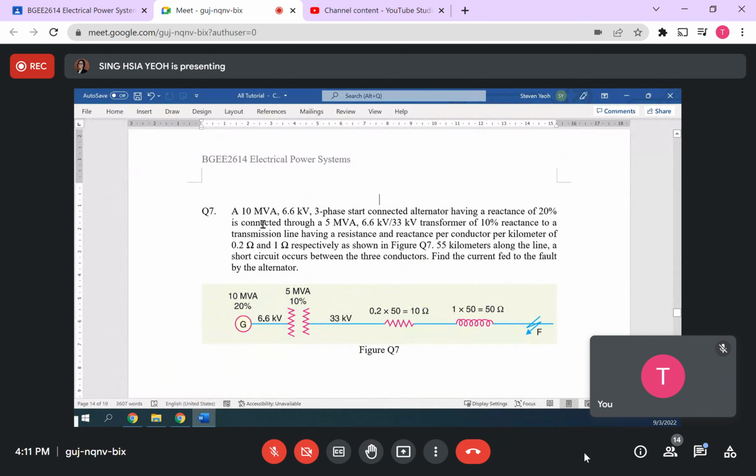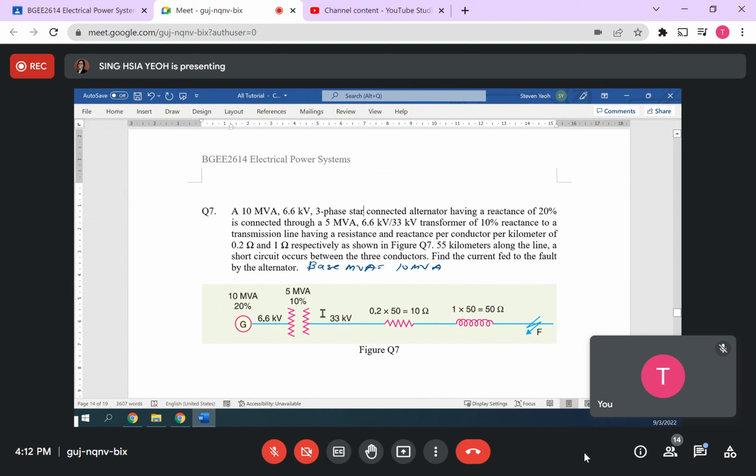10 MBA. Yeah, actually it's a bit info not enough. So in base MBA is 10 MBA. So this 10 MVA is actually the base MVA, 6.6 kV and 3-phase star connected. Star connected alternator having a reactance of 20% here. It's connected through the 5. This is a standard question, so 20% we give, 10% we give. Then through a 5 MVA, then 6.6 kV and 33 transformer.